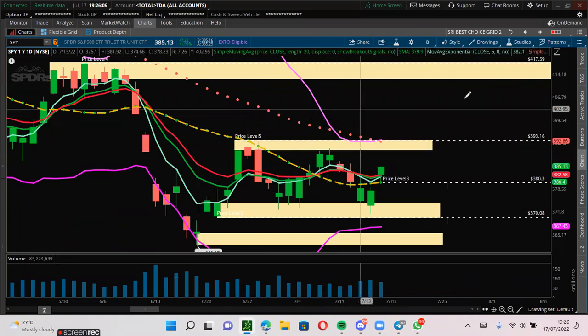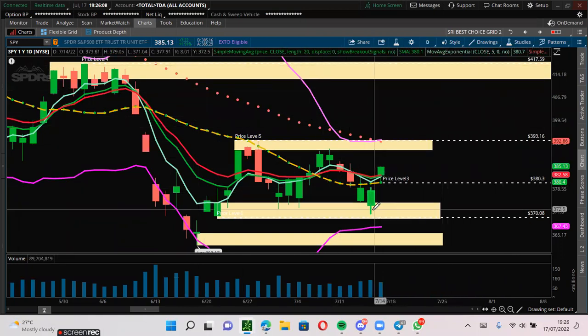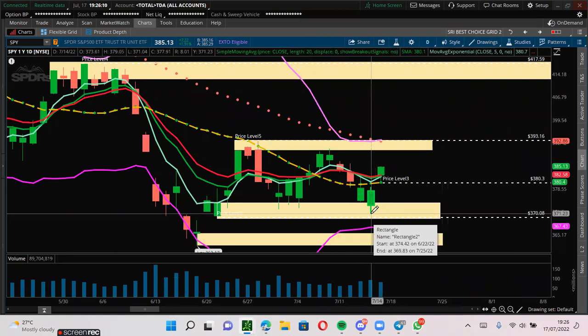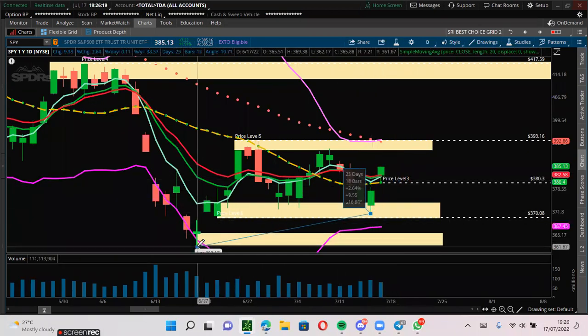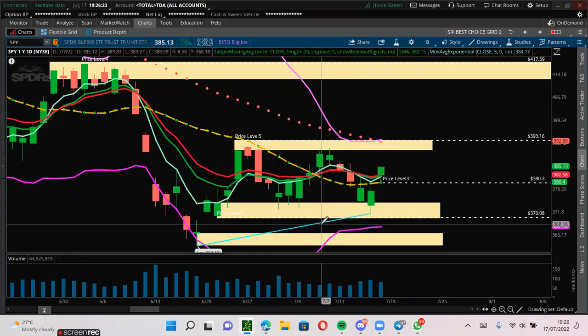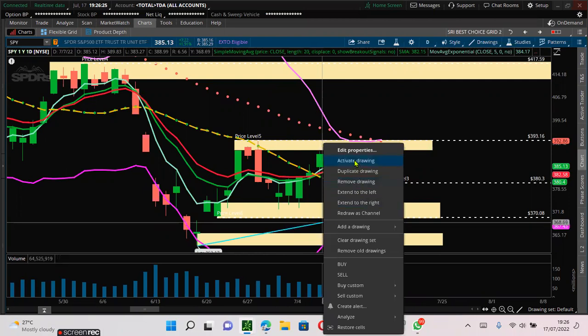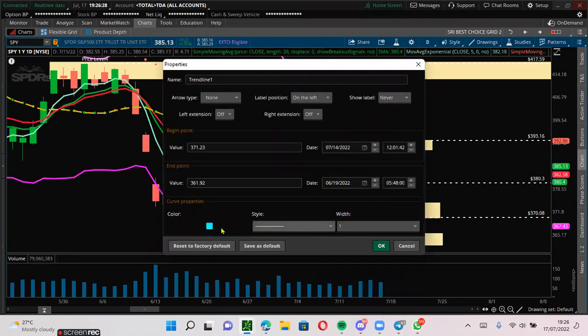So where is the recent support? The recent support is right here. I try to place a trend line from this to the previous support. So where exactly is the previous support? I put it right here, and I'll edit properties and change it to a gray line.